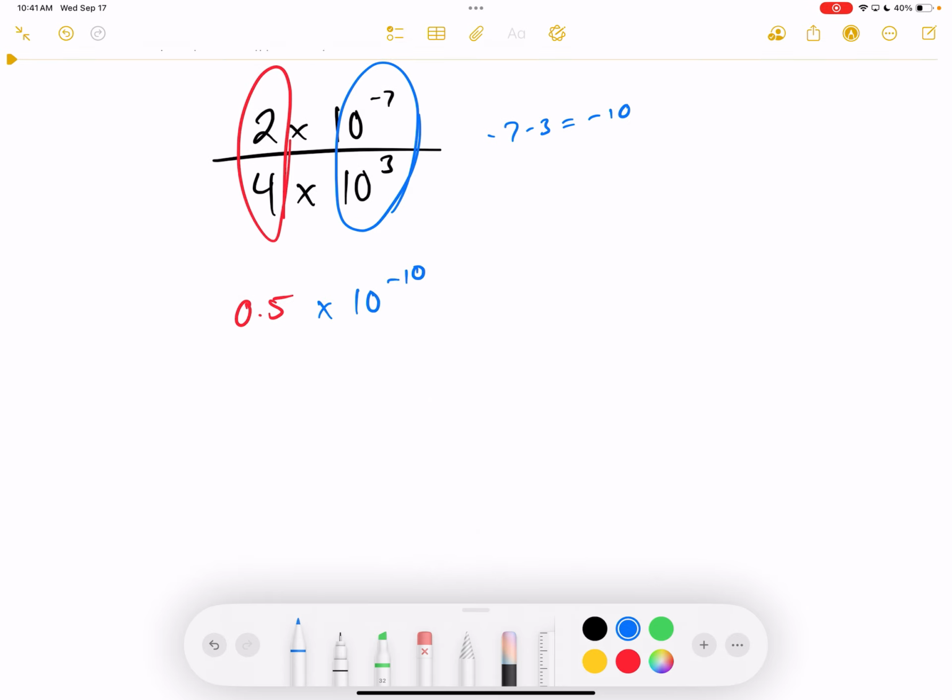But this number needs to be between 1 and 10. So to make this be between 1 and 10, I need to take this and I need to move it over here and make it 5.0. I went from a bigger number to a smaller number. And honestly, I've confused myself now on this. It makes it hard. I made it from bigger to smaller, so I need to subtract 1 from there. And I'm going to pull my calculator out and check myself because I don't trust myself.